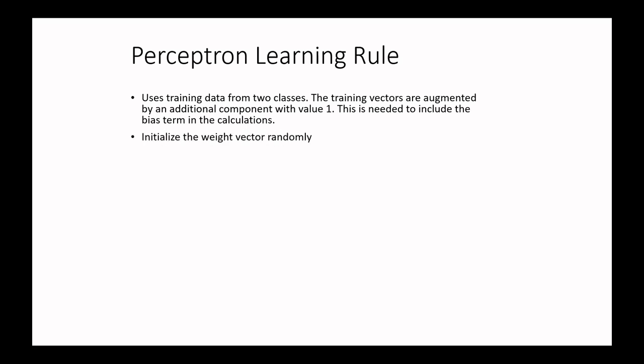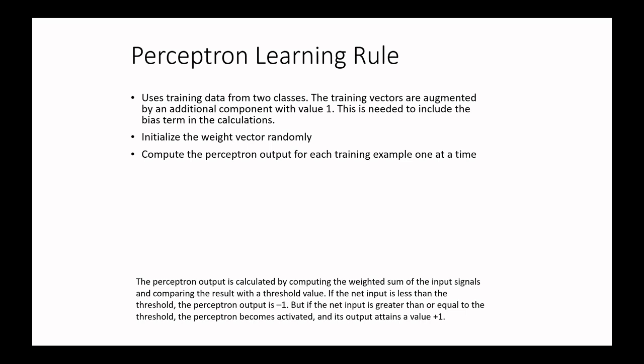Then you randomly pick some values for these weights and initialize using those random values. Then compute the output for each training example one at a time. The output will be calculated as we saw earlier, with that formula. You calculate the weighted sum and run it through the threshold to see whether it is producing the right output or not.